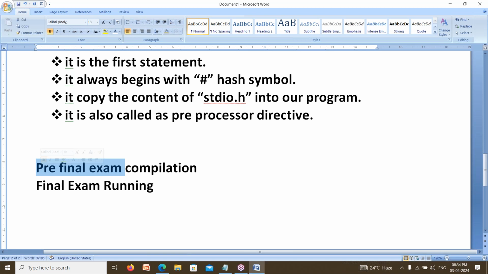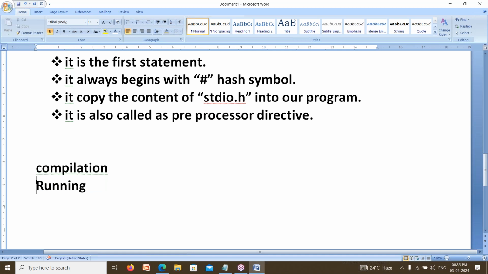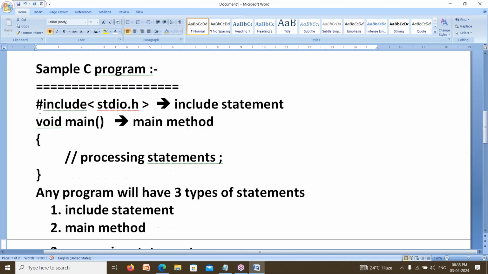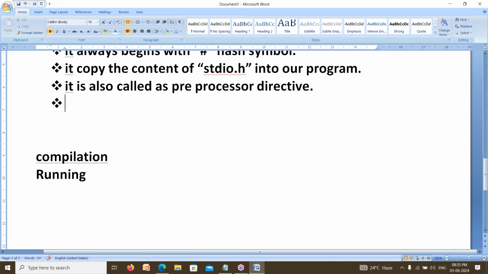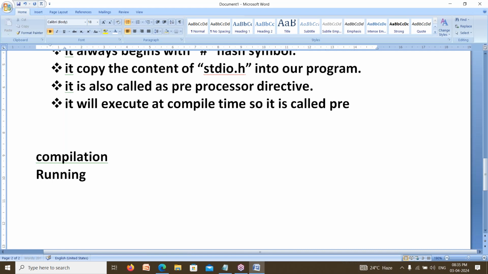First, we need to compile the program. Then we need to run the program. There are two stages. To run the program, first we need to compile, then we need to run. This line will be executed at the time of compilation. It will be executed before the running. So it executes at compile time, and so it is called preprocessor.